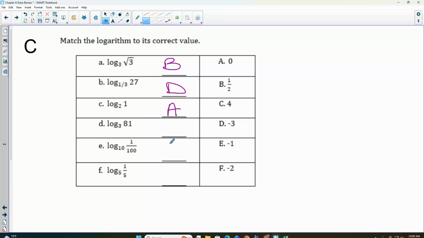3 to what power would equal 81? 10 to what power would be 1/100? -2, we need a negative to flip it. 5 to what power would be 1/5? Right, so these were just finding the exponent.